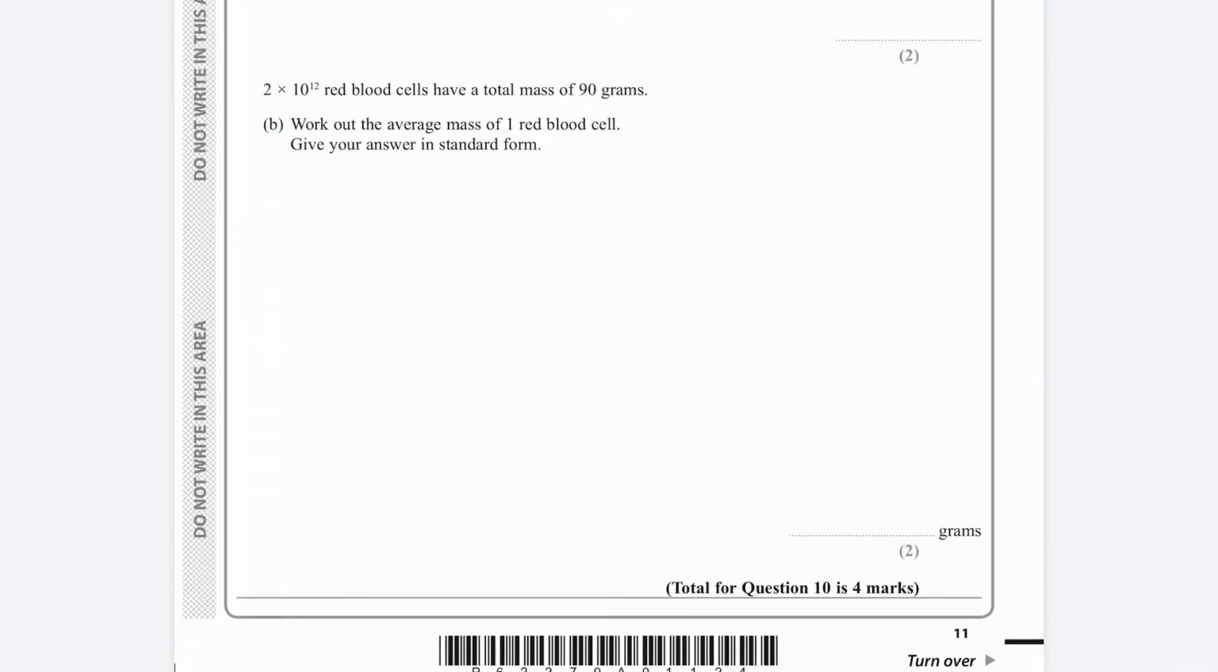So we have 2 times 10 to the power of 12 red blood cells, give a total mass of 90 grams. Work out the average mass of one red blood cell. So for 1 red blood cell I'm going to divide each side by 2 times 10 to the power of 12. And when you do that in your calculator, again, it wants the answer in standard form, which you get to 4.5 times 10 to the power of minus 11.